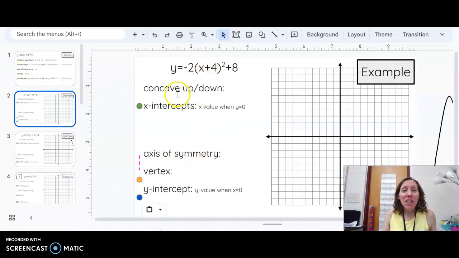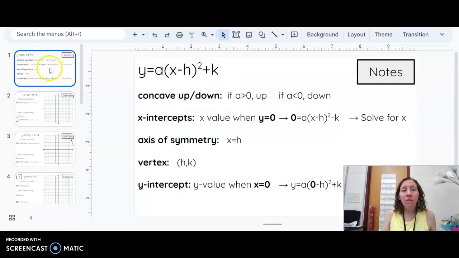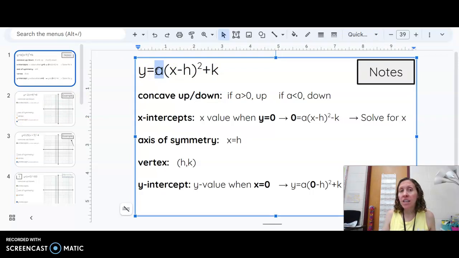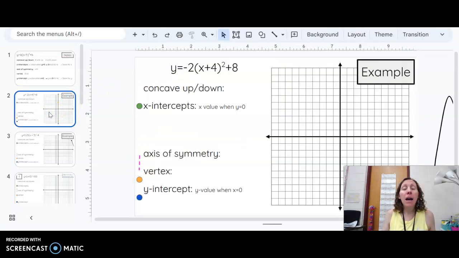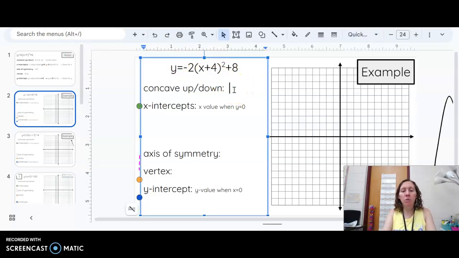All right, so concave up or down. On your assignment today, the first slide is just notes. So this is the base equation. The A in front, if that number is positive, that means it's going to be concave up like a U, and if it's negative, it will be concave down like an N. So for this first equation here, this one would be facing down.